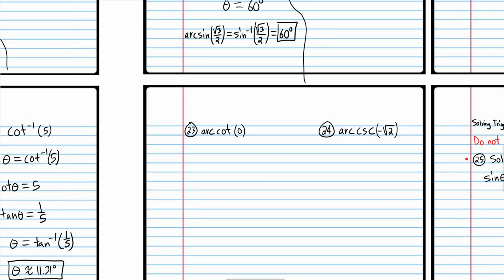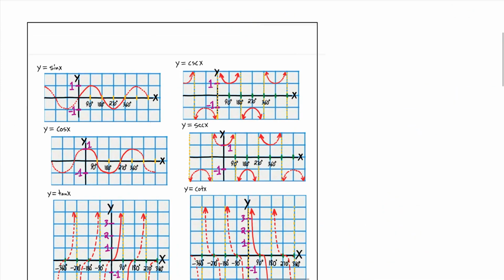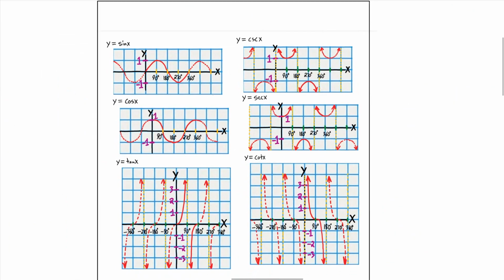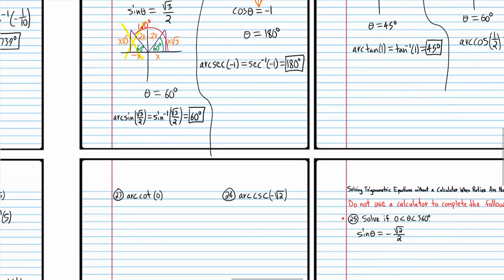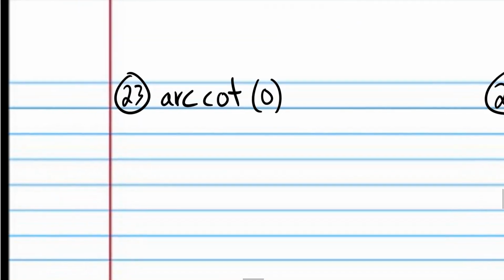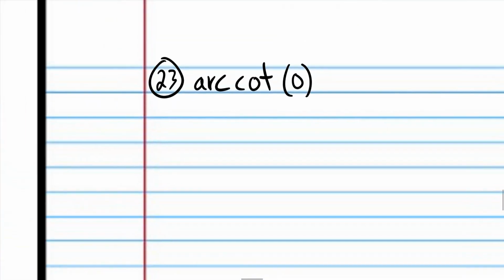For number 23, you may need to have these graphs because this is going to be a collapsed triangle. So get a picture of those. So try 23. When you come back, we'll do it together.